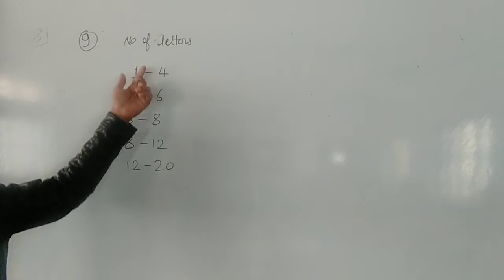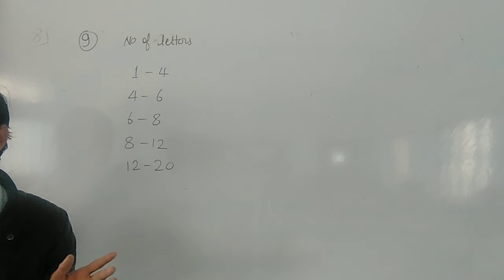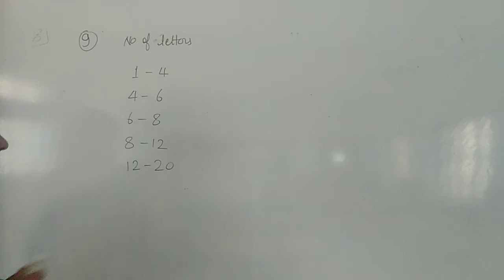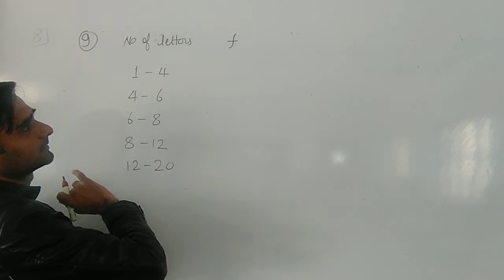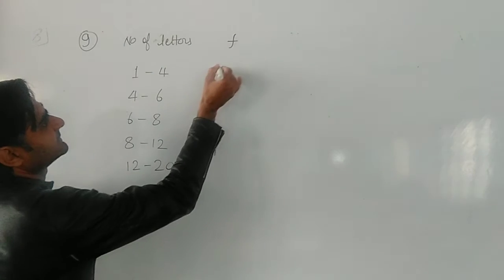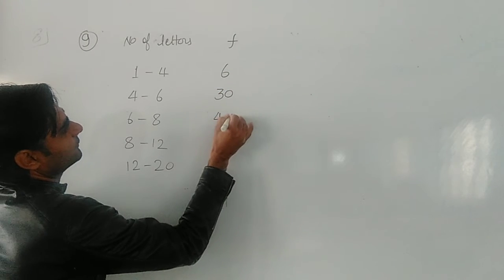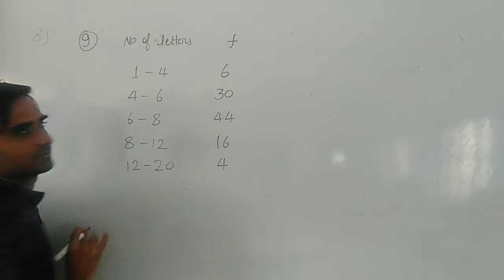But the differences between them are not the same. So we will have to make the height of the rectangle in ratio. Height means length. Right? So here, what is the frequency for the same? 6, 30, 44, 16, then 4.